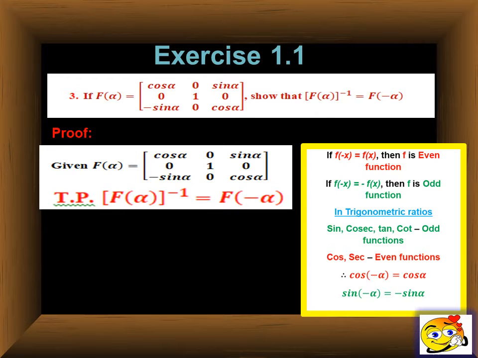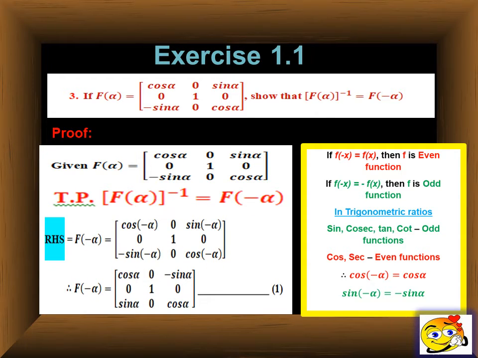Using these values in the given matrix, we get the right hand side f of minus alpha, by putting alpha equal to minus alpha in the given matrix: cos minus alpha, 0, sin minus alpha; 0, 1, 0; minus sin minus alpha, 0, cos minus alpha. Therefore, f of minus alpha equals, substituting the values of cos minus alpha and sin minus alpha here, cos alpha, 0, minus sin alpha; 0, 1, 0; sin alpha, 0, cos alpha.